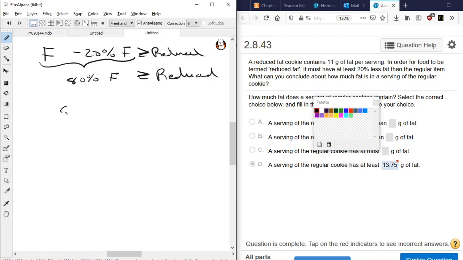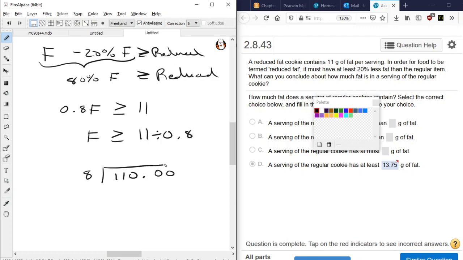Let's put the numbers in. 0.8 times the amount of fat has got to be greater than or equal to the 11 grams of fat that are in it. The amount of fat is 11 divided by 0.8, which is 8 dividing into 110.